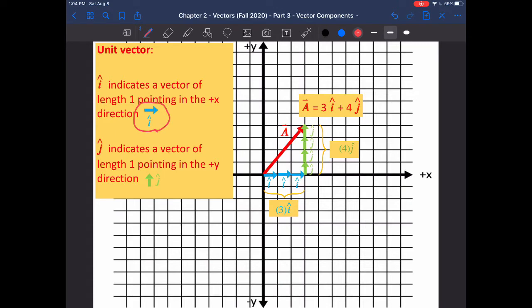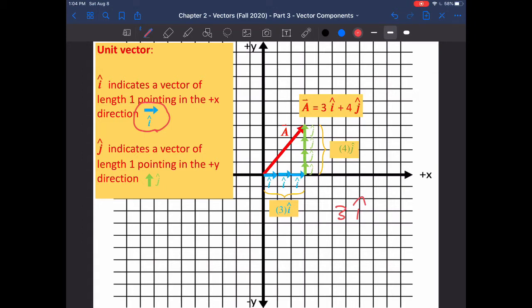We know how to do a scalar times a vector. It just makes this vector 3 times longer effectively, right? So when I say 3 i hat, right, that's a vector of length 3 along the plus x direction. Similarly, j hat is a vector of length 1 pointing along the plus y direction. Okay, so if I say 4 j hat, that is 4 unit vectors up along the y direction.